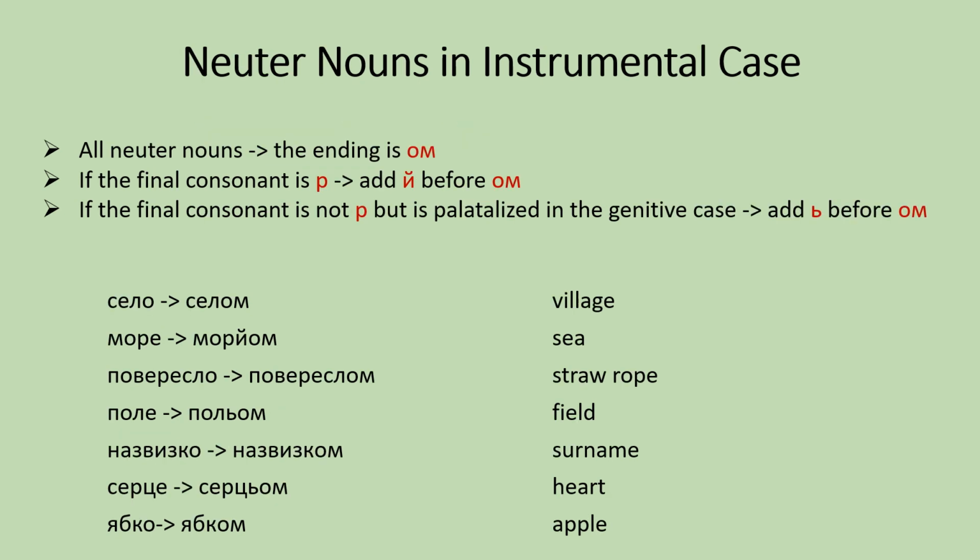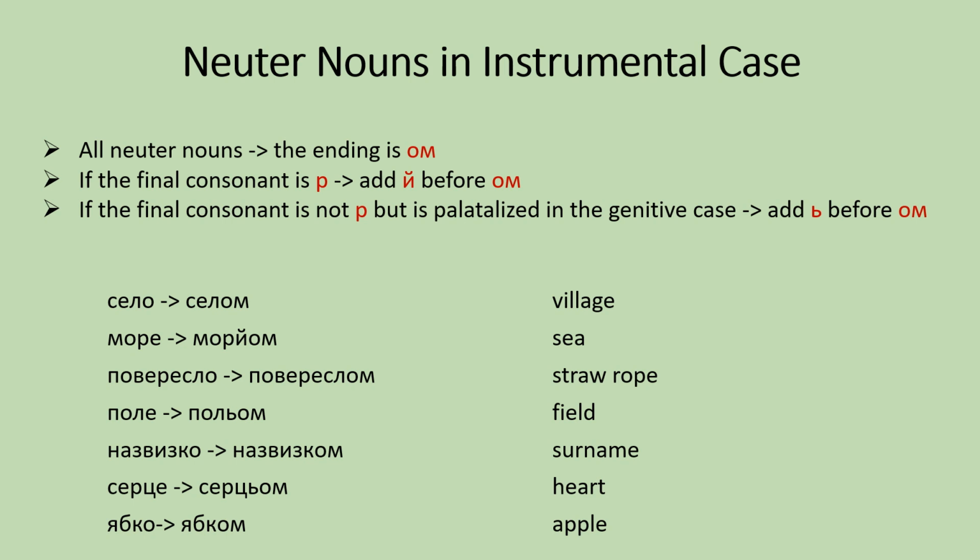To put a neuter noun in the instrumental case, one needs to do the following. For all neuter nouns, the ending is om. If the final consonant is r, add yot before om. If the final consonant is not r, but is palatalized in the genitive case, add mjaki znak before om. Let's look at examples below.